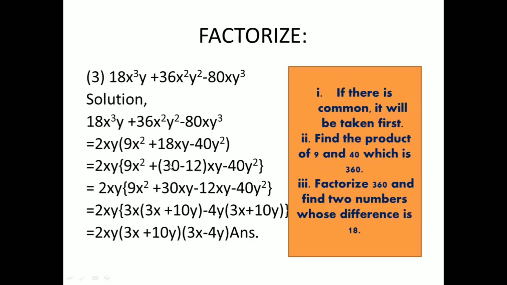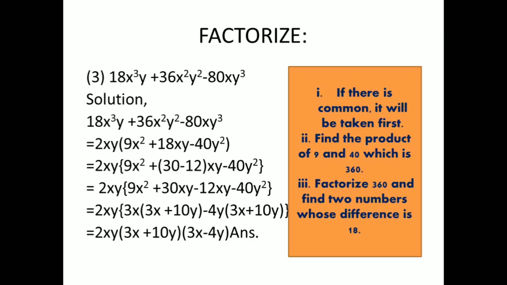Here is this 18. And look here. Before that I want to tell you this one, 9 into 40. This is minus 40, that's why it is minus 360. It is negative. That's why we have to subtract two numbers.